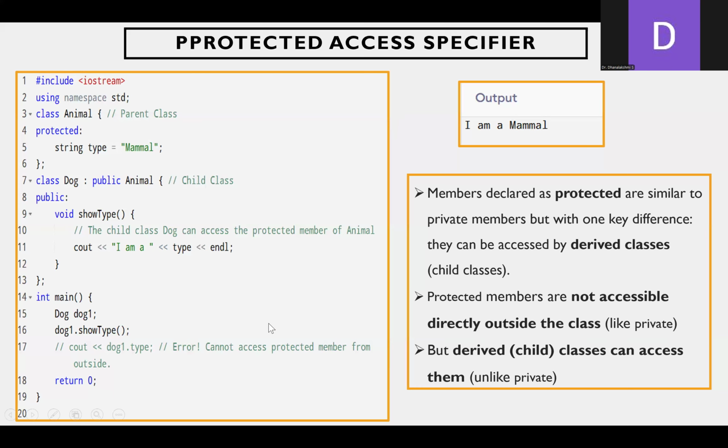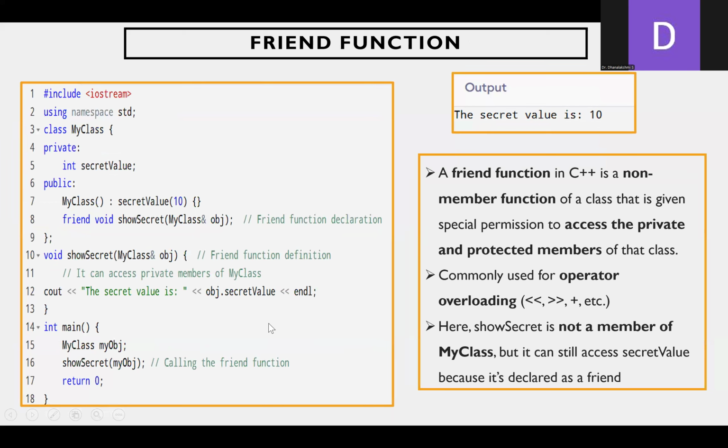Coming to the friend function. Already we have seen the friend function here, but let's try to link this with it. This is a very interesting and special concept, which has been explained here with a small example. Private and protected members of the class cannot be accessed outside. That we know very well.